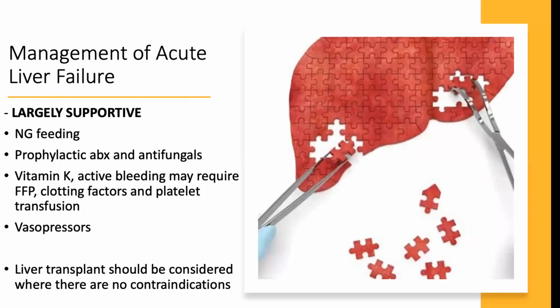So generally managing liver failure, acute liver failure, sorry, it's largely supportive. So this includes things like NG feeding. So they need a diet high in carbohydrates to maintain their nutrition and prevent hypoglycemia.